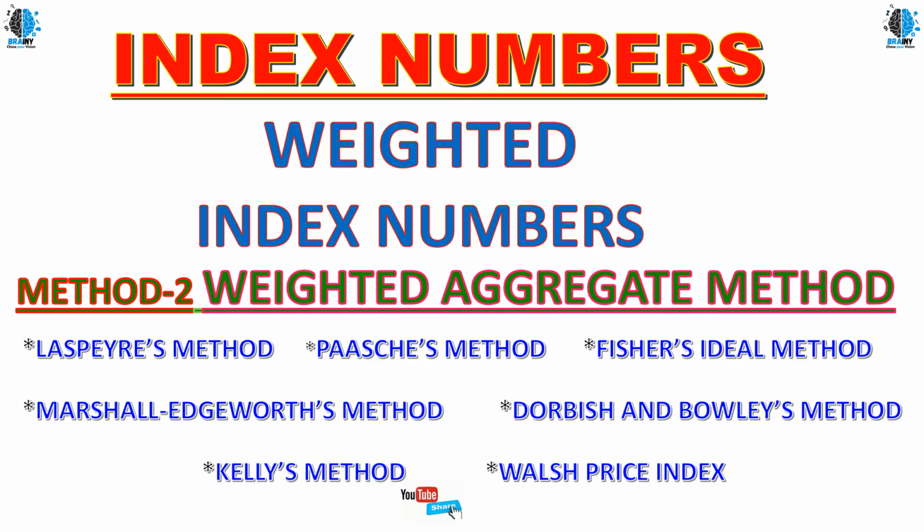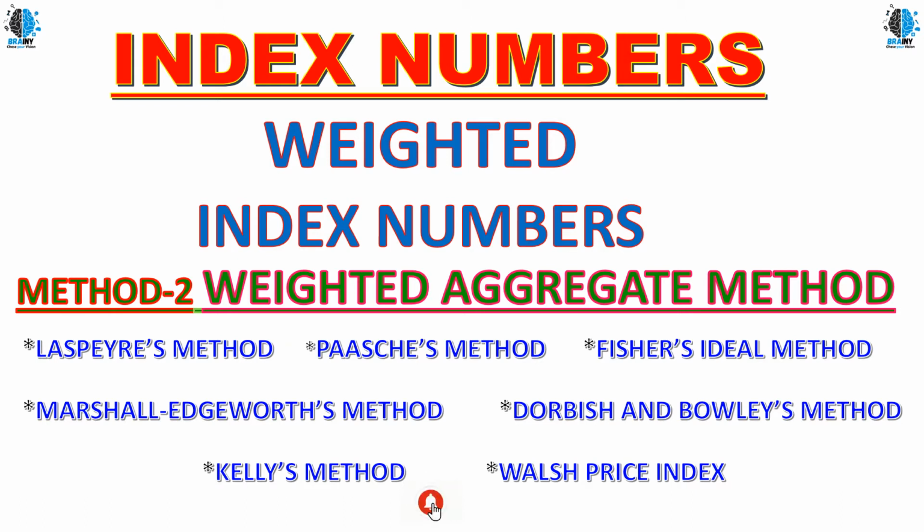In this video, you will be learning about weighted index number, weighted aggregate method, method 2. As you know, index numbers are of two types: unweighted index number and weighted index number. Under unweighted index number, we have the aggregate method and the average method.